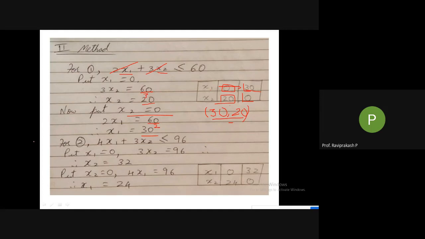So similarly, for the second, 4x1 plus 3x2 less than or equal to 96. So again put x1 is equal to 0. This becomes 0, so this becomes 3x2 is equal to 96. So x2 is 96 divided by 3. So that gives you 32.